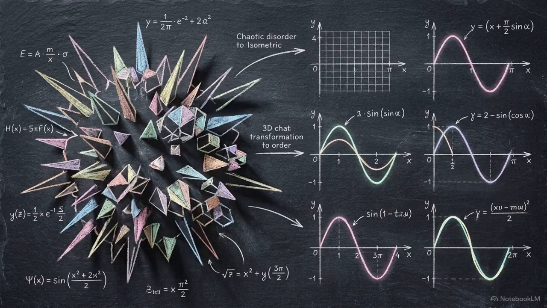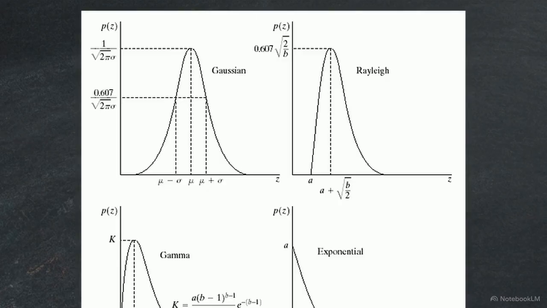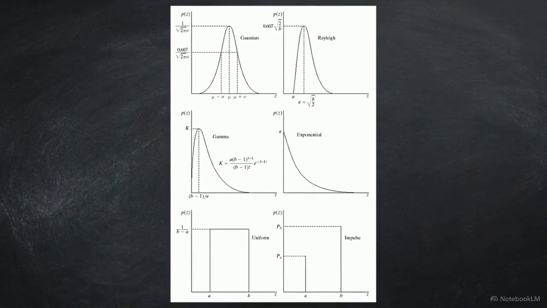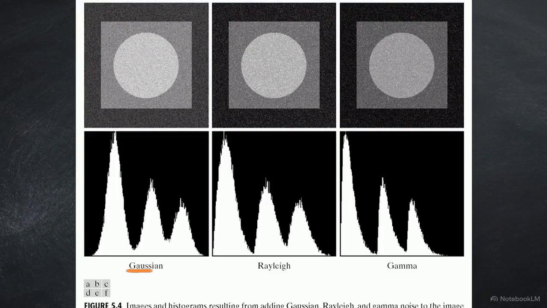Noise is not a uniform occurrence. It possesses distinct statistical signatures that determine which mathematical intervention will be effective. These are probability density functions, or PDFs. We use these graphs to map the behavior and spread of errors across an image. This chart shows Gaussian noise, the most frequent model for sensor interference. The pixel errors follow a standard bell curve distribution.